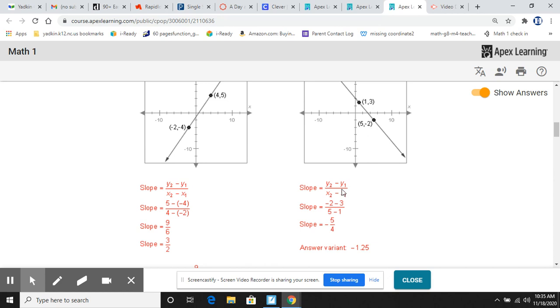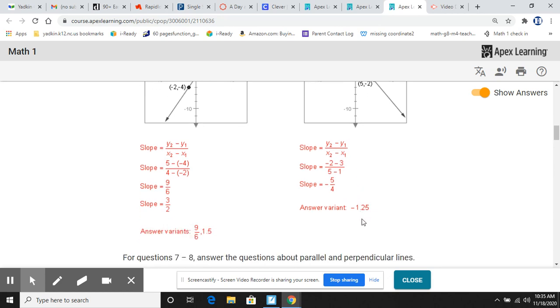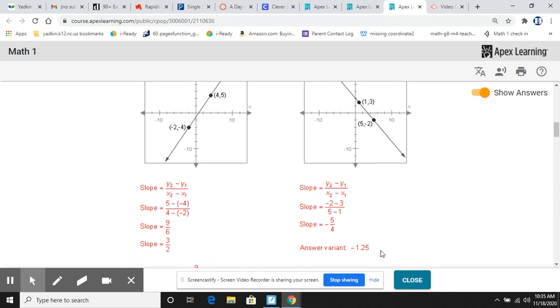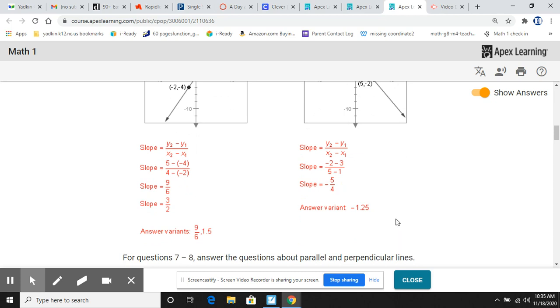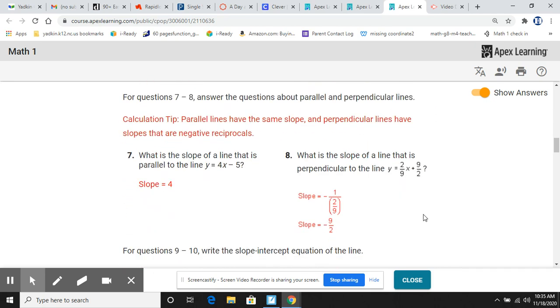And same thing here, they show how they put it in the slope formula, and your answer looks like it says -1.25, which we would not want to leave as a decimal. So what we would want to do is change that to -1 1/4 and change that to an improper fraction. That would be my preferred way of doing that, but that's also equivalent. Oh, there it is right there, -5/4. The decimal's a no-no, just ignore that part.